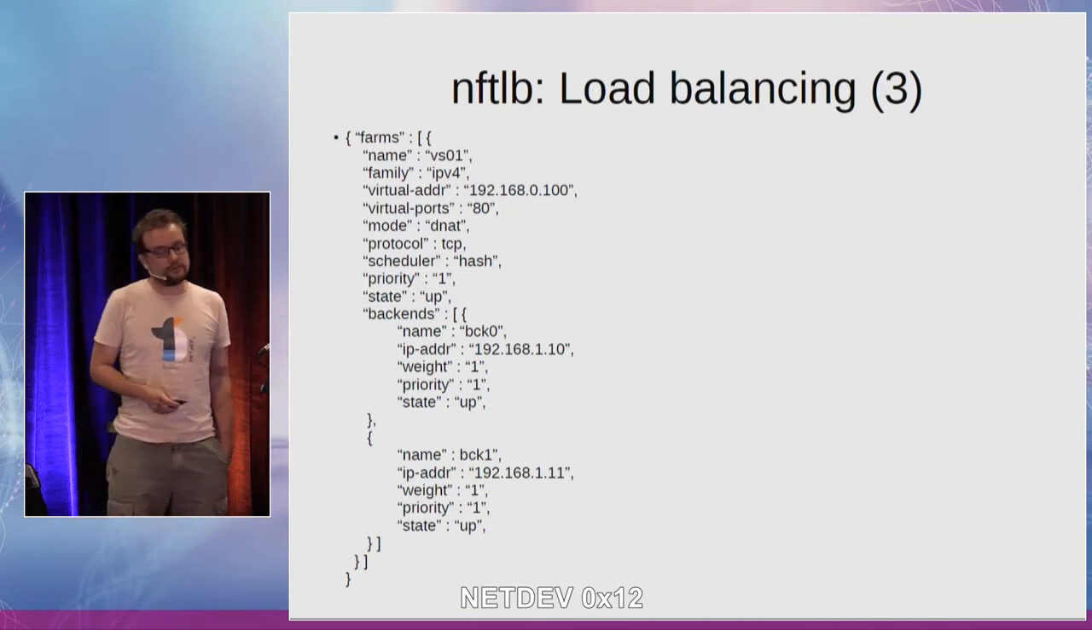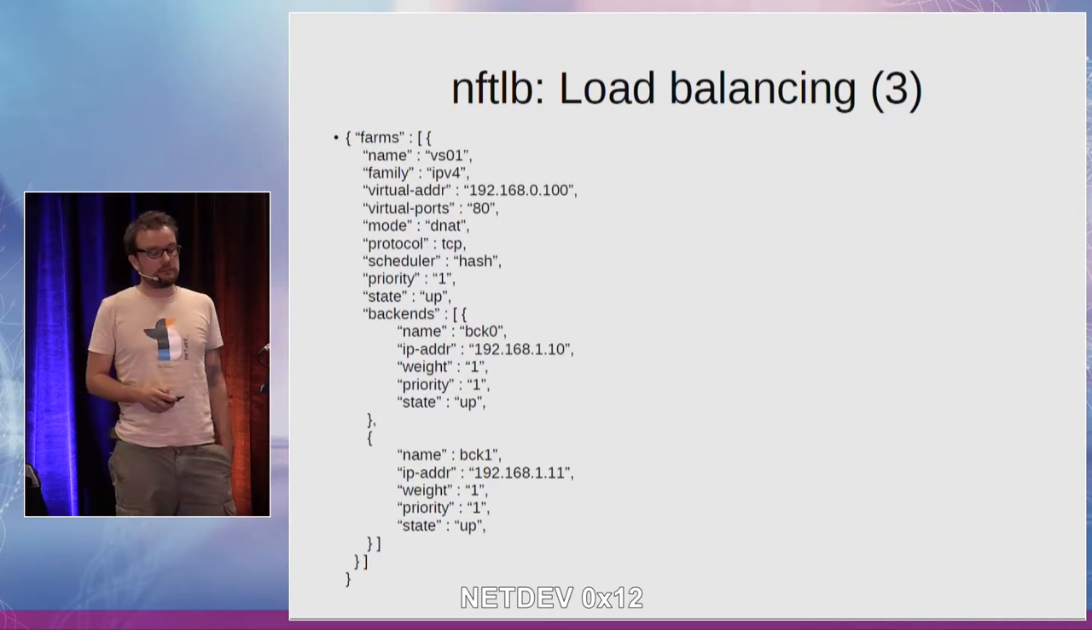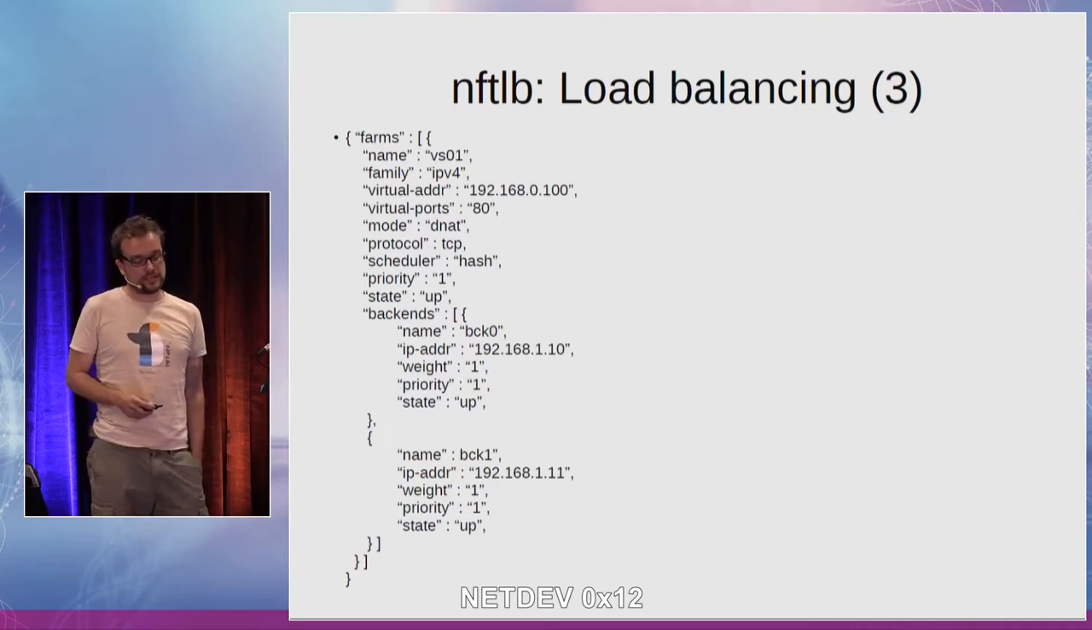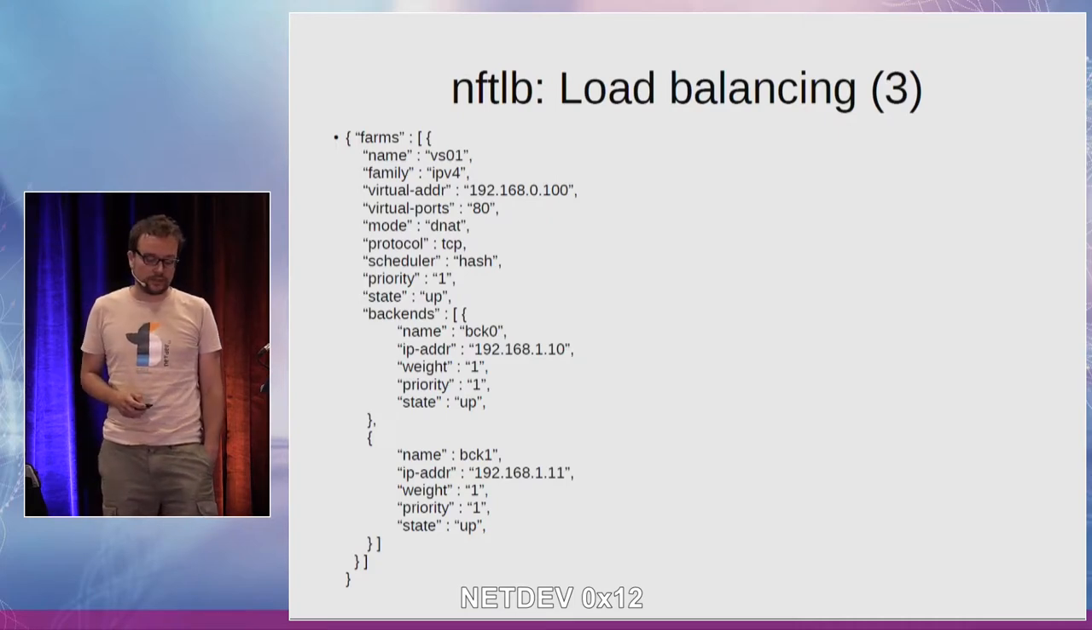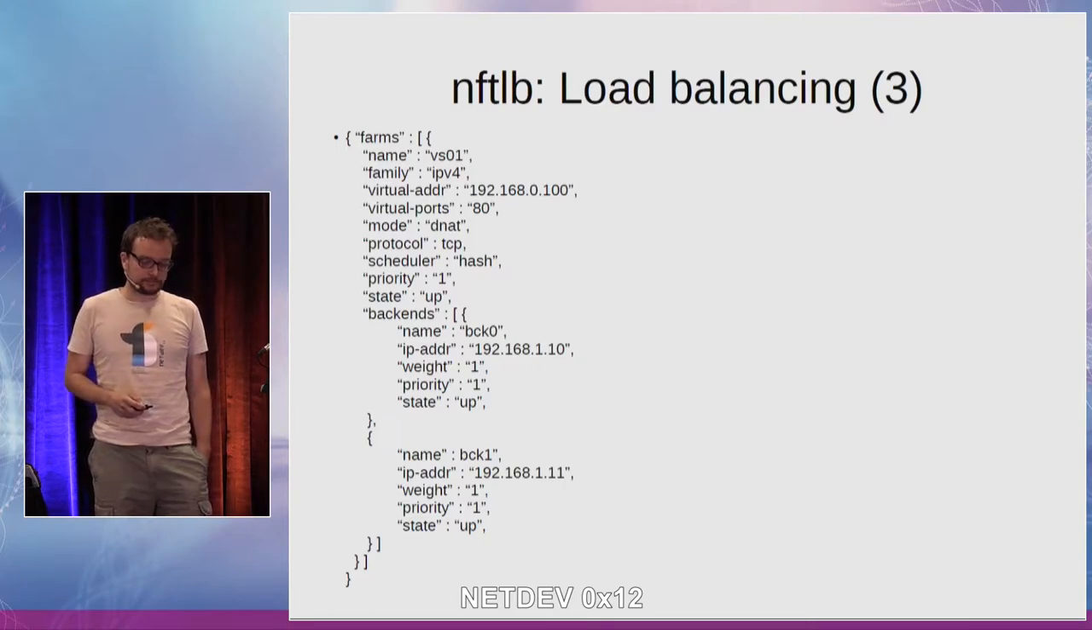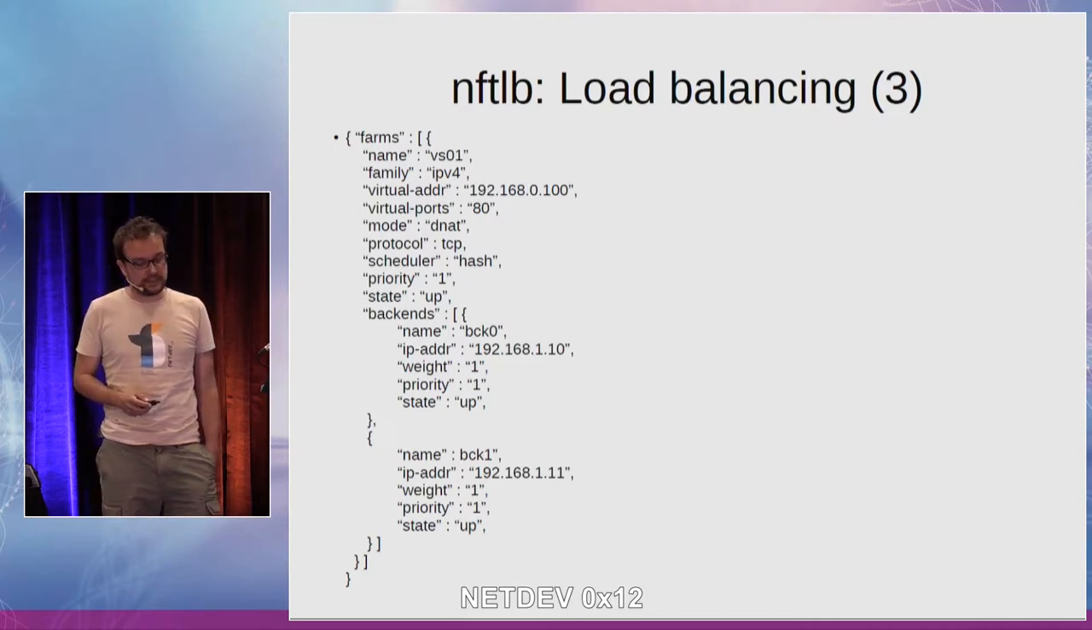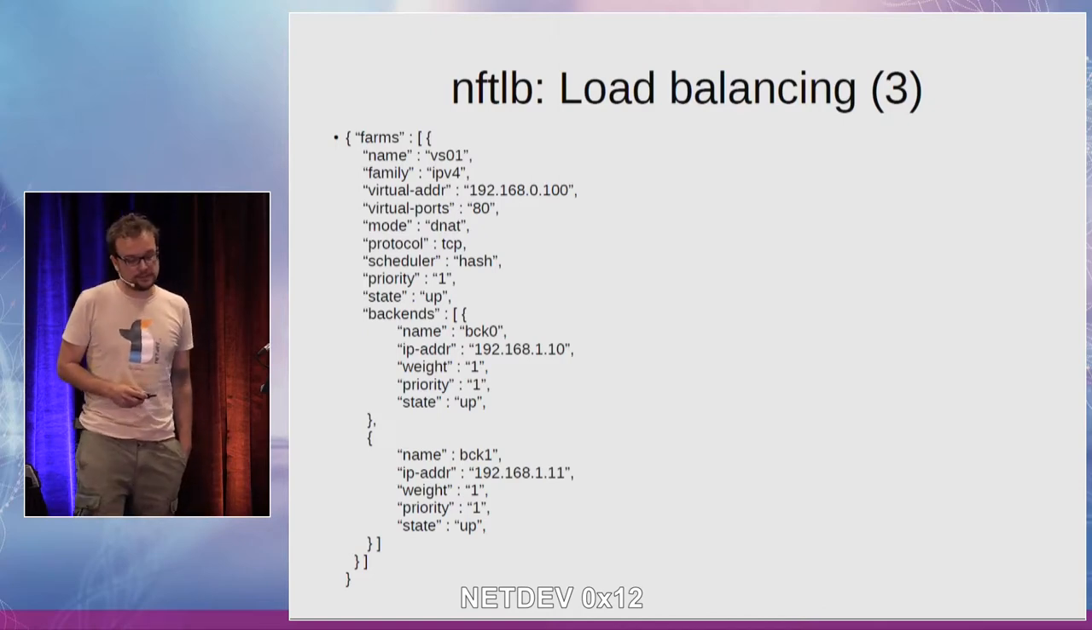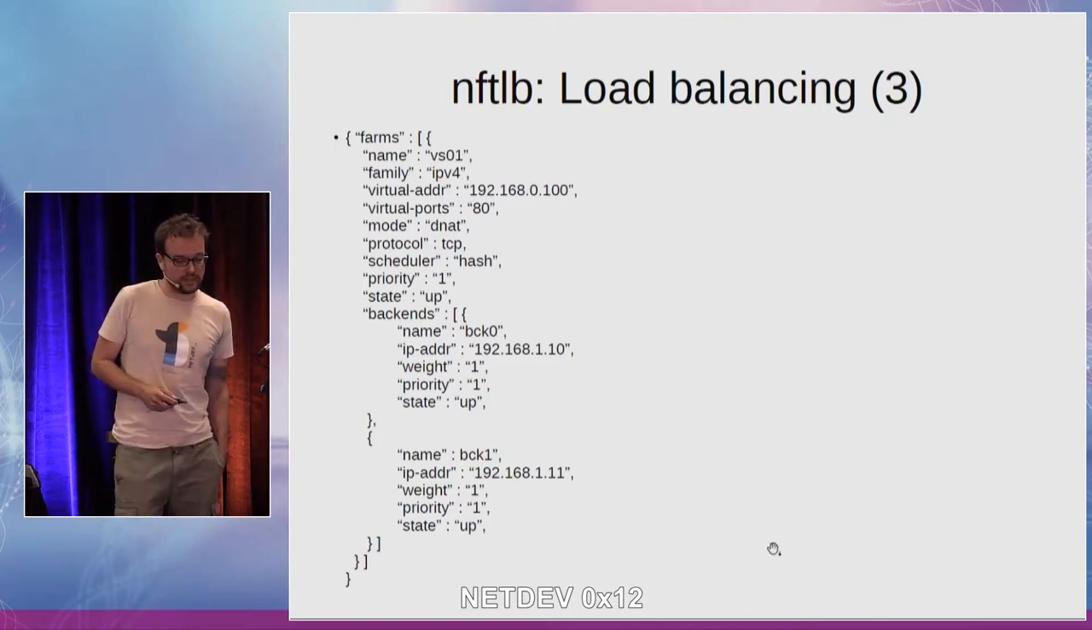So basically, you have to define farms. You place a name on the farm, and then you configure virtual address and ports. You also configure the load balancing mode that you want to use, for what protocol you want to apply the load balancing approach, and also the scheduler. Then you have to specify the backends, so basically the IPv4 addresses of the backends, and in case weight or priority is needed. The state allows you to take a given backend up or down.